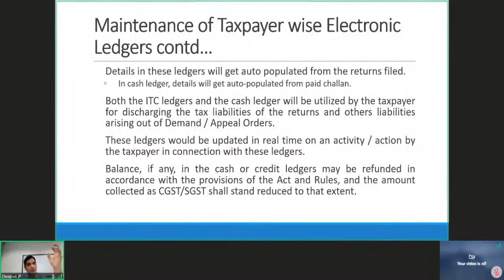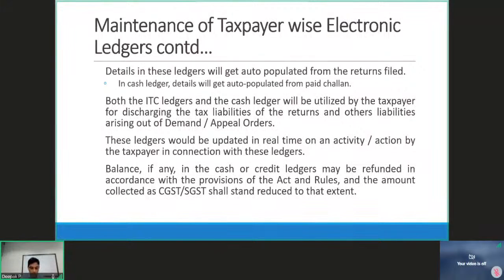You have the responsibility. Even though it is there on the government's portal, you have the authorization to move any credit from the credit ledger to the liability register, and from the cash ledger to the liability register. The government will not interfere in this. Balance, if any, in the cash or credit ledger may be refunded.